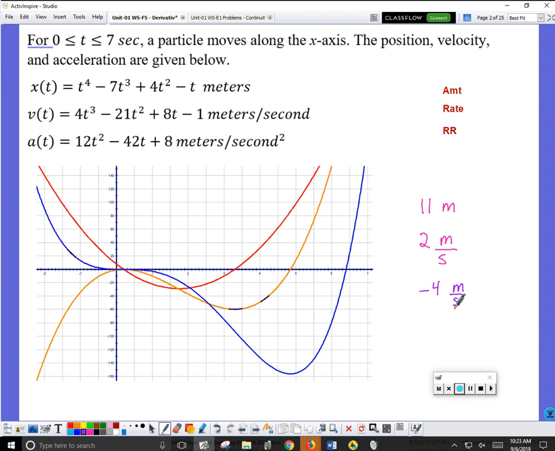Because this is telling you how this changes. So these units have to be meters changing every second. This one has to be meters per second changing every second. That's why it's meters per second squared. Okay? And it has to follow that pattern. It will for every problem. Question. Can you just repeat that?